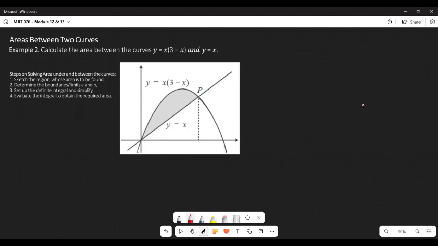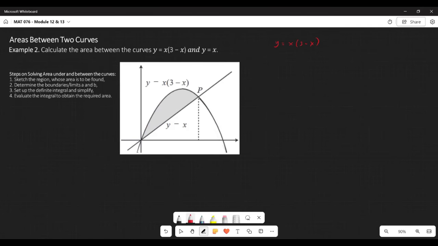So for example number 2, calculate the area between the curves y is equal to x times quantity 3 minus x, and y is equal to x. So if we graph our given functions, makikita natin itong first function natin, yung y is equal to x times 3 minus x, yan kasi ay parabola. Okay? So kung nakikita nyo, itong portion na ito, yan yung function na yun. And then yung line naman na nakaslant, yun yung y is equal to x.